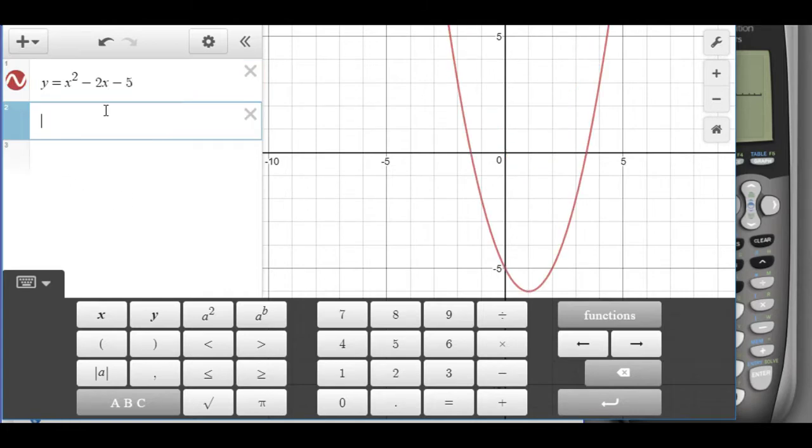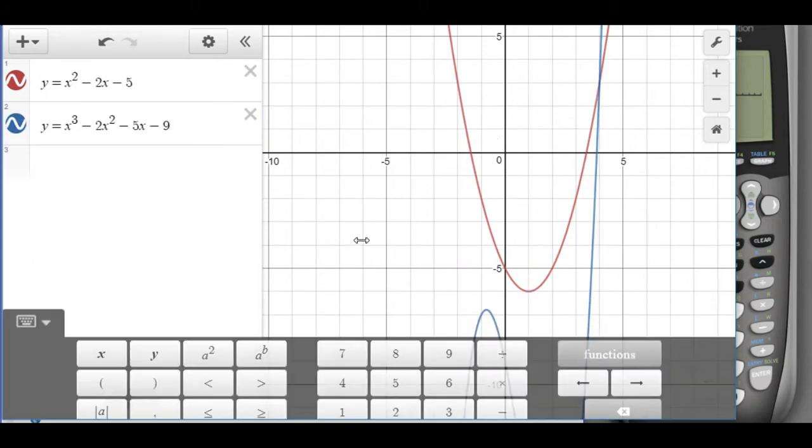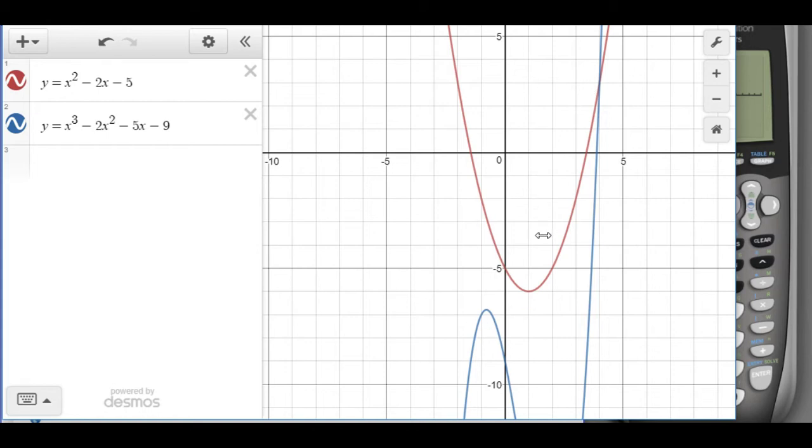And I'm going to click in the second box for the second equation. So y equals x, shift 6, 3, right arrow, minus 2x, shift 6, 2, right arrow, minus 5x minus 9. And there's my second curve, and if I click in the graph area, I can see a better picture.